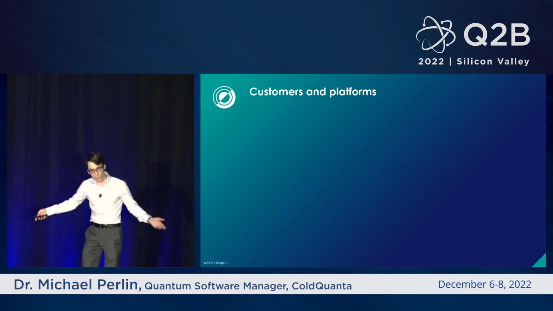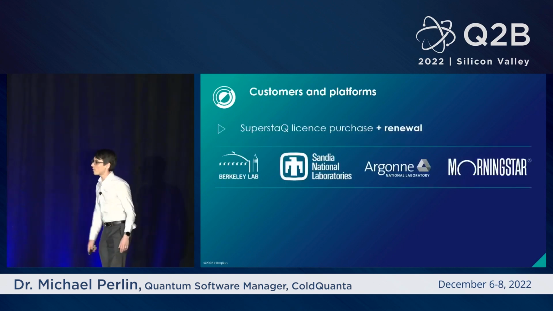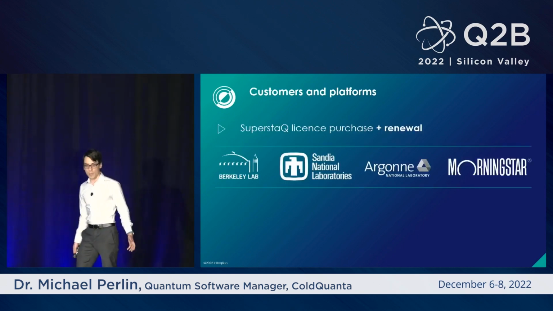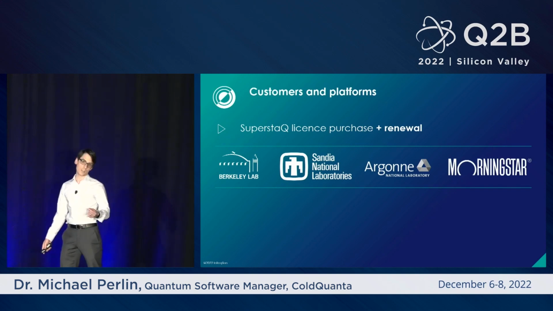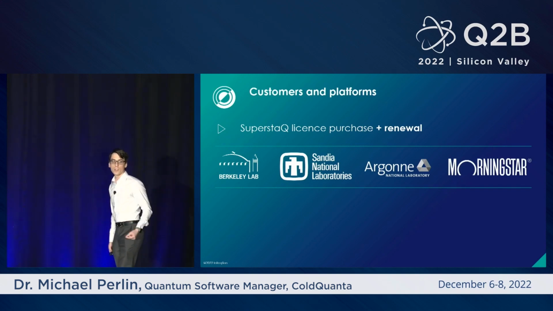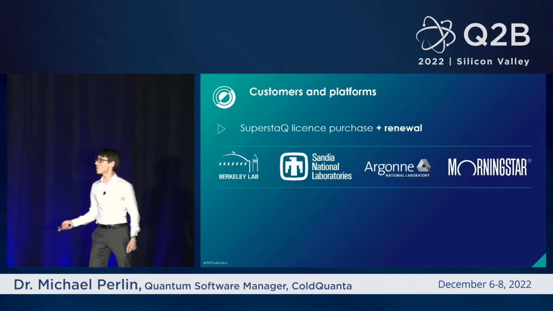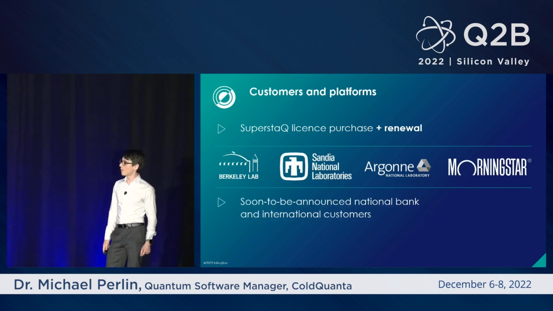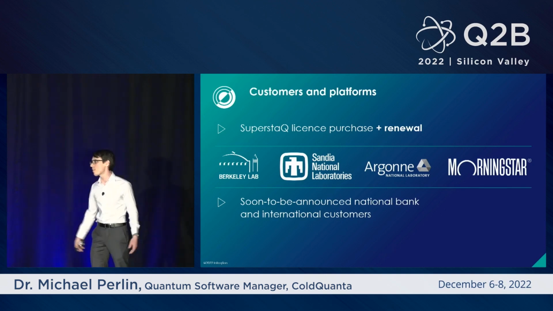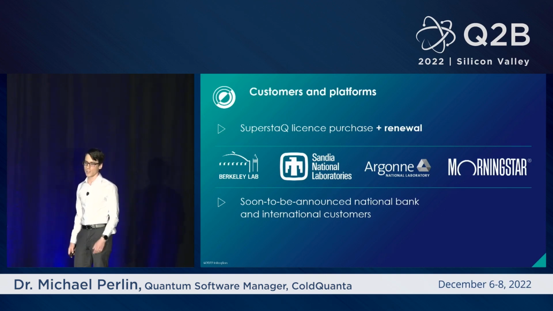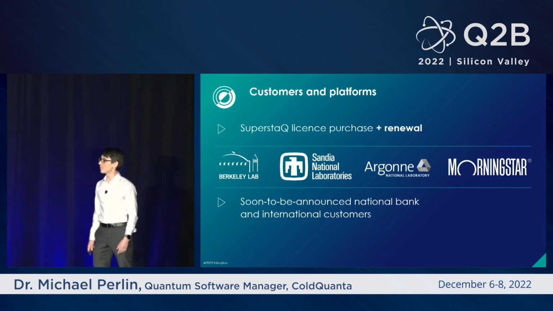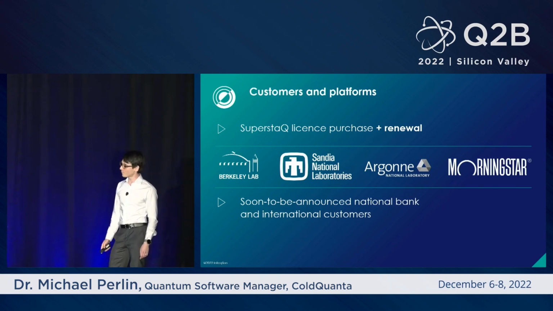All right, so you don't have to take our word for it. We already have several happy paying customers that have purchased a SuperstaQ license, thereby voting with their dollar. And in every case where applicable, they have renewed this license. So they've come back to us happy with what they've seen. And in addition to these, we also have some national bank international customers that I'll leave it to the business media people to figure out when and how to announce.